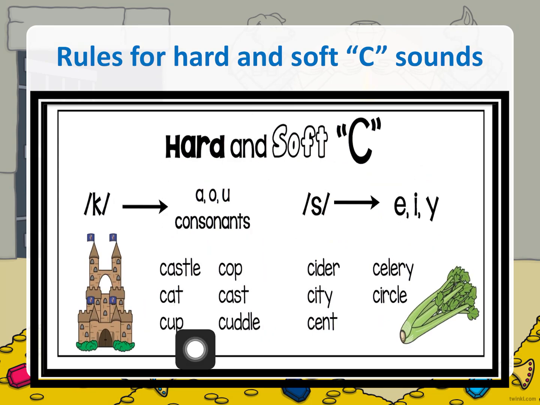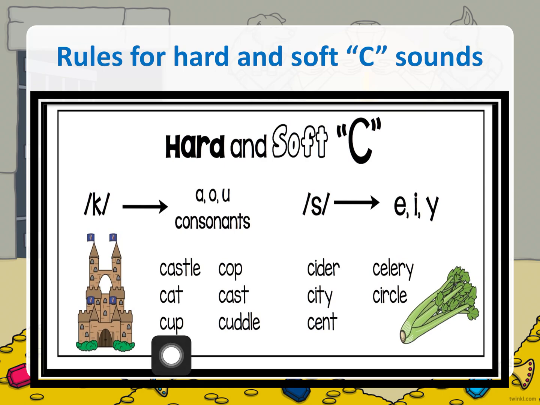So here we've got some hard C's, and here we've got some soft C's. Let's look at the hard C first. So the hard C makes a k sound. All right? And our hard C is usually followed by A, O, U, and consonants. Okay, for example, the word castle. We don't say sassel, we say castle. K. It's a hard C sound. Castle.